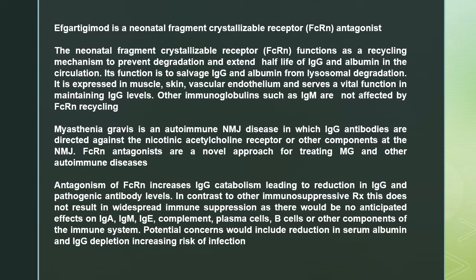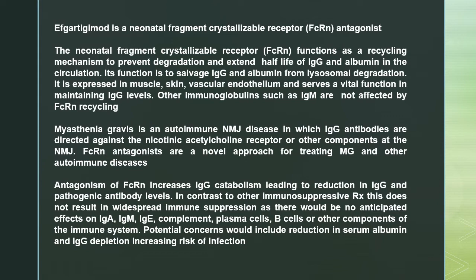Myasthenia gravis is an autoimmune neuromuscular junction disease in which IgG antibodies are directed against the nicotinic acetylcholine receptor or other components at the neuromuscular junction. FcRn antagonists are a novel approach for treating MG and other autoimmune diseases. Antagonism of FcRn increases IgG catabolism, leading to reduction in IgG and pathogenic antibody levels. In contrast to other immunosuppressive treatment, this does not result in widespread immunosuppression, as there would be no anticipated effects on IgA, IgM, IgE, complement, plasma cells, B cells, or other components of the immune system.